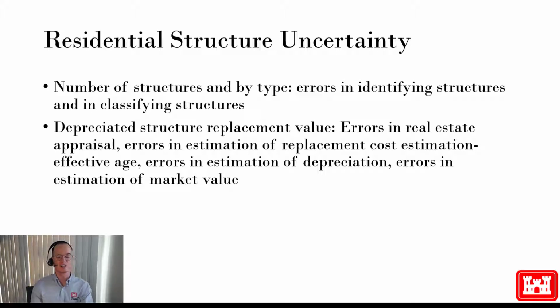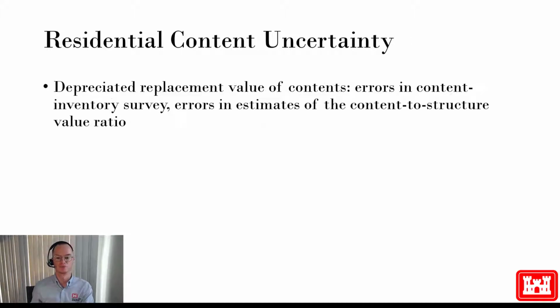There is uncertainty in the number of structures and the type of structures in the floodplain, as errors are possible in identifying structures and in classifying structures. There's also uncertainty in the depreciated structure replacement value. This could come about from errors in real estate appraisal, errors in estimation of replacement cost, estimation of effective age, errors in estimation of depreciation, and errors in estimation of market value.